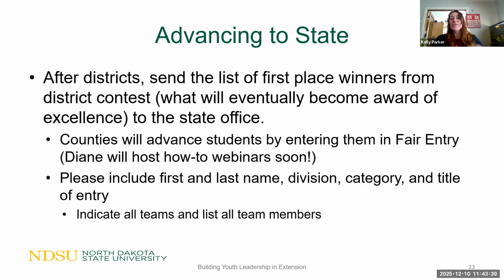Absolutely. And then when you're sending that to the state office, this also gives us a place to double check. So make sure you include the student's first and last name, the age division, the category, and the title of their entry. And we'll double check those so that we can make sure we don't run into hiccups when they go and advance to state, so that Diane and I can coordinate, make sure that what's in fair entry and what I've got on my form when we print out those programs, that they're correct and that we have everybody included and that things are spelled correctly. So it gives us an extra point to make sure we don't miss something.